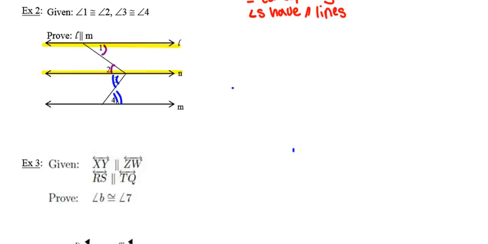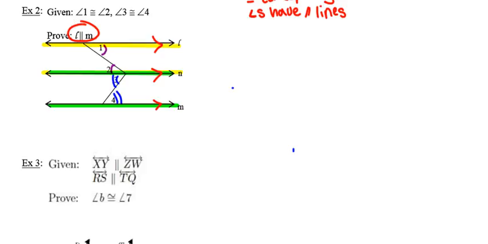Likewise, because angles 3 and 4 are congruent, I know that lines N and M must be parallel to each other for the same reason. So I've got line L that's parallel to line N, so I'm going to go ahead and mark that in my picture. I've got line M that's also parallel to line N. I'm going to mark that in my picture. And notice, marked in my picture now, I have the very statement that I want to prove, and that is that line L is parallel to line M.